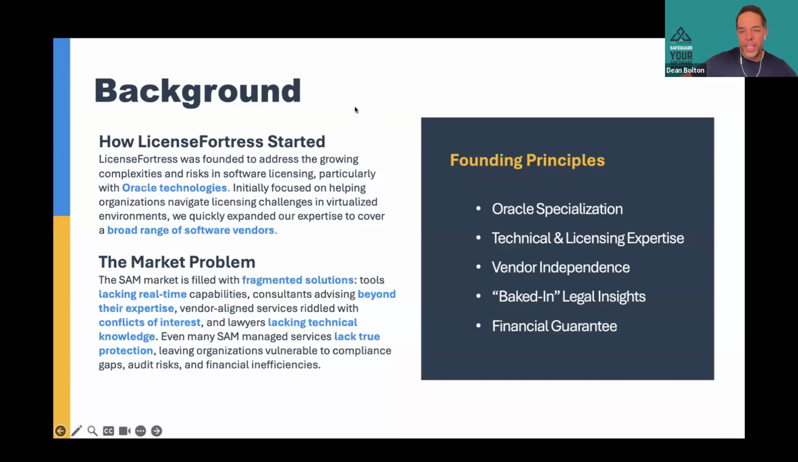Thanks everyone for taking the time to attend today. I hope we can provide some insights that let everyone know a little bit more about how Oracle licensing can be optimized and basically how you get the best value out of your money. But before we get into that, a little bit of background on us. Mike, you want to talk a little bit about our principles and how we started?